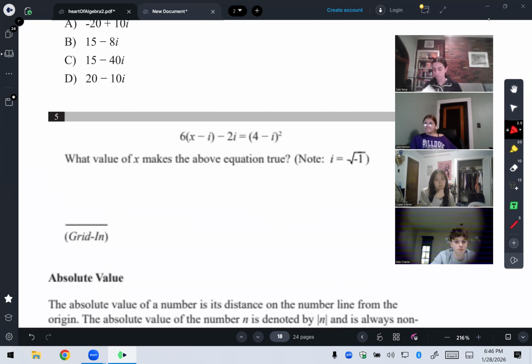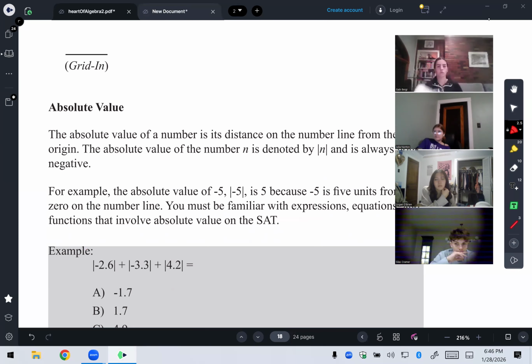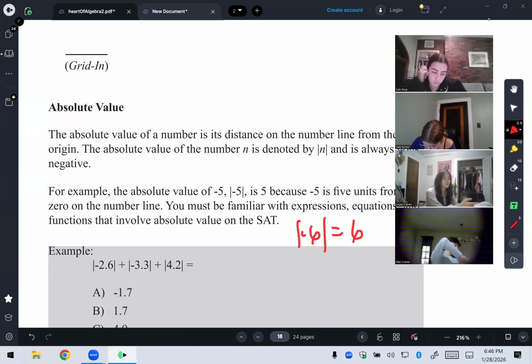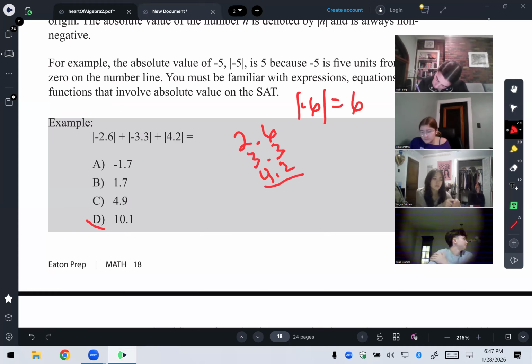Okay, so no imaginary numbers on the test. So we're going to absolute value and then we're home free, okay? Then you get a break. Thank God they took that off. Absolute value, anything in the perpendicular lines, if we have -6, it comes out as 6. So this one would be 2.6, 3.3, 4.2. I add them all up. Pretty easy. I just get 10.1.